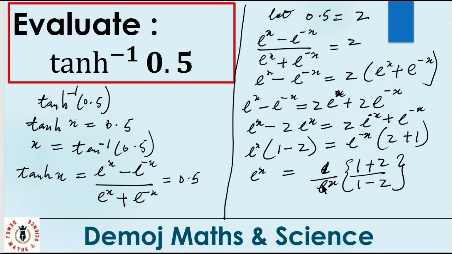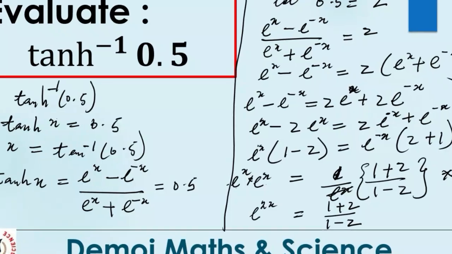Now, if you look, I have e raised to the power of x. This is 1 over e raised to the power of x. I can multiply both sides by e raised to the power of x. So e raised to the power of x will cancel e raised to the power of x. Then e raised to the power of x on the other side becomes e raised to the power of 2x equals 1 plus z over 1 minus z.